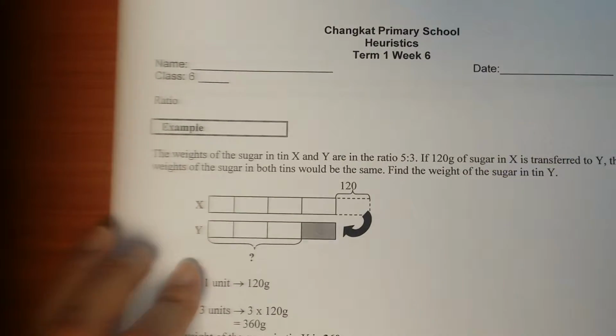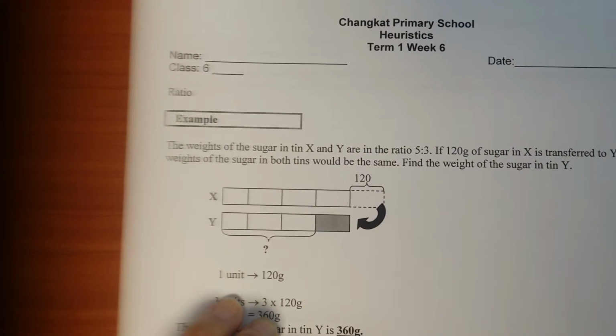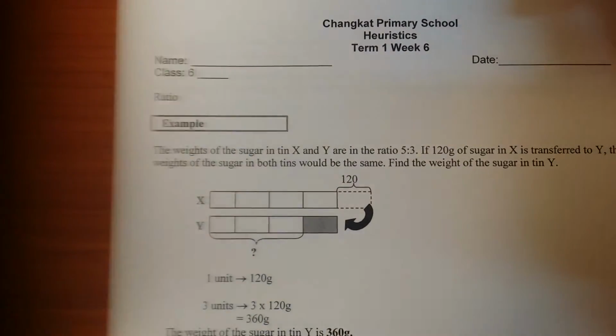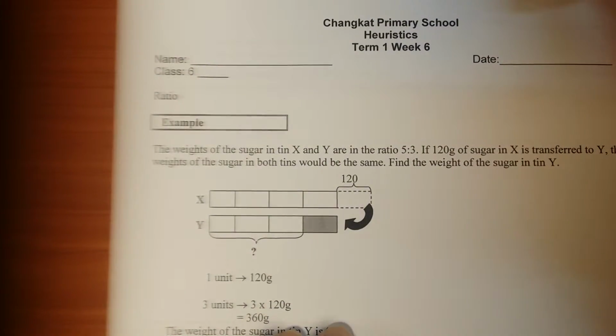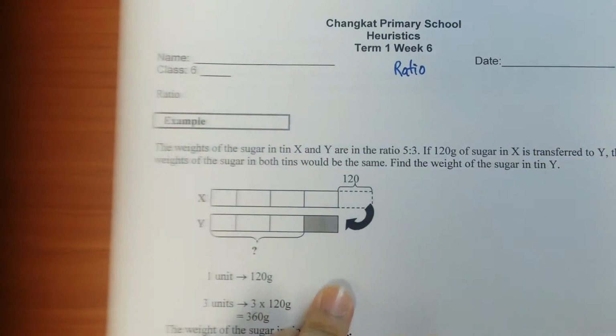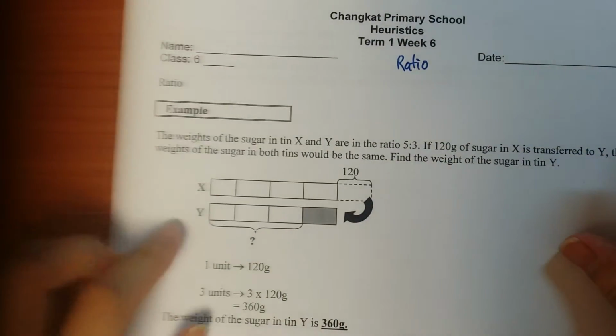Right, Friday, I will go through this with you. Let me adjust. Okay. Now, week 6, heuristic. This has something to do with ratio, which is what you're doing now. It's rather simple, but I will still go through with you.